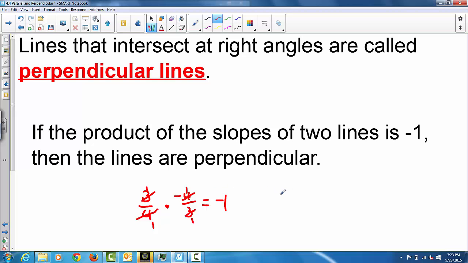Okay? So if you had negative 5 over 7, the slope of the line perpendicular to it would be 7 over 5. If it was negative to start with, then it becomes positive after you flip it. If it was positive, it becomes negative.